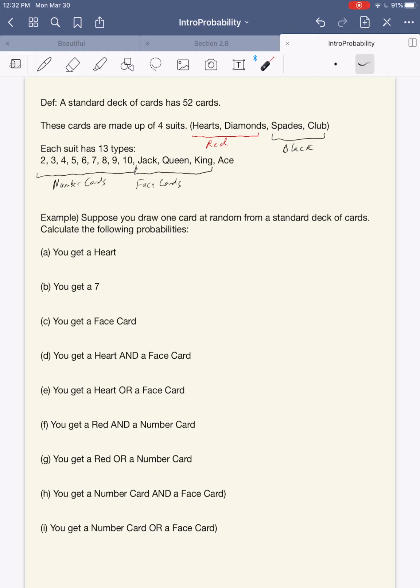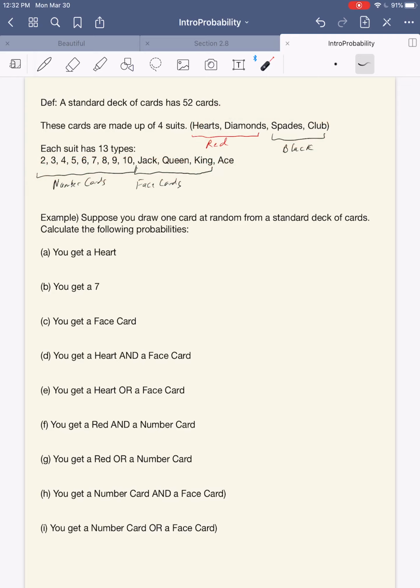In other words, there's a 2 of hearts, then there's a 2 of diamonds, then a 2 of spades, a 2 of clubs, then there's a 3 of hearts, a 3 of diamonds, a 3 of spades, and then a 3 of clubs, so on and so forth. So there is 1 of each of these types for every suit, which gives you 52 cards overall.